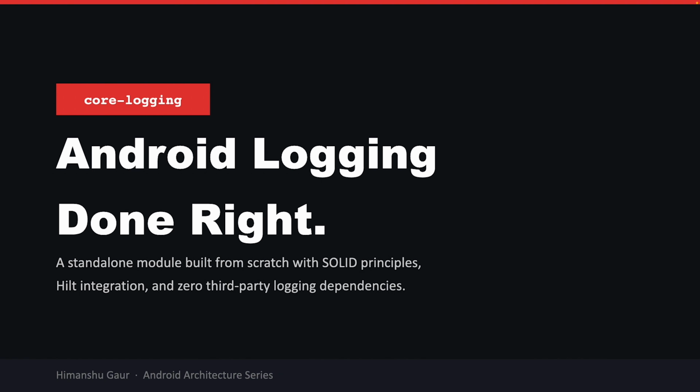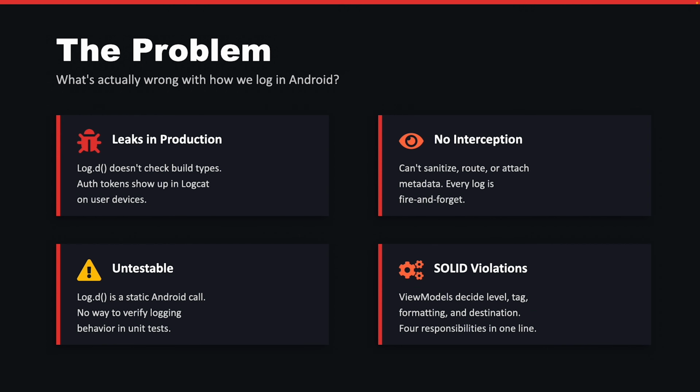Before writing any piece of code, we shall try to understand what the problem is and how we are going to solve it. So what's actually wrong with how we log? Four things. First, it leaks in production. Log.d does not care about your build type unless you wrap every single log call in if BuildConfig.DEBUG. Otherwise, your debug logs ship to the users. I have personally seen authentication tokens appear in Logcat on a production device during a client demo. That's not a theoretical risk. That's a career-ending moment.